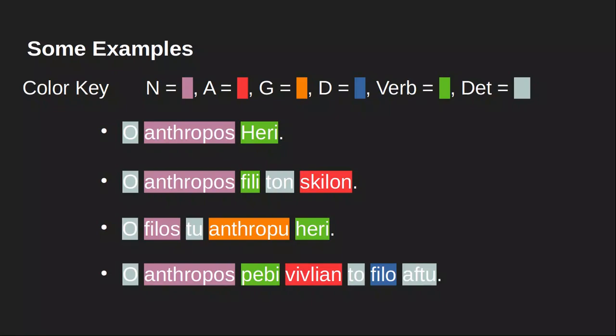So that was linguistic cases with ancient Greek in a nutshell.